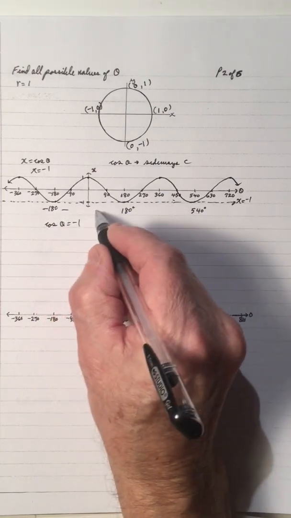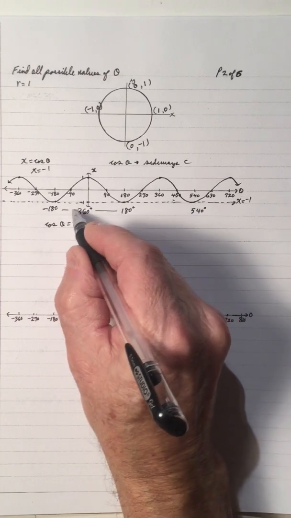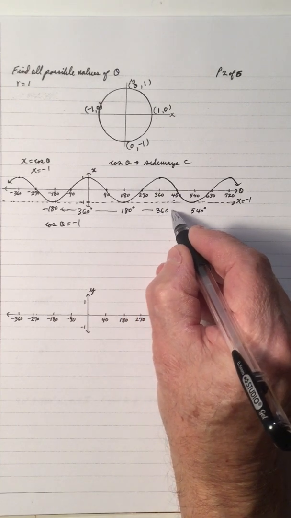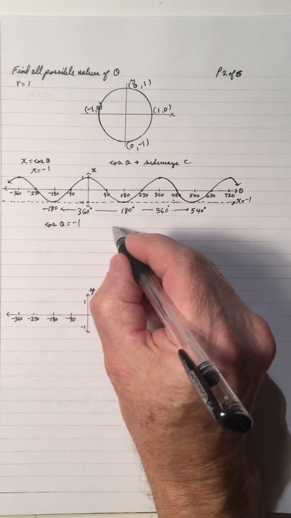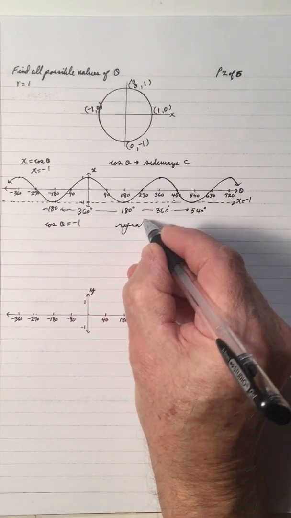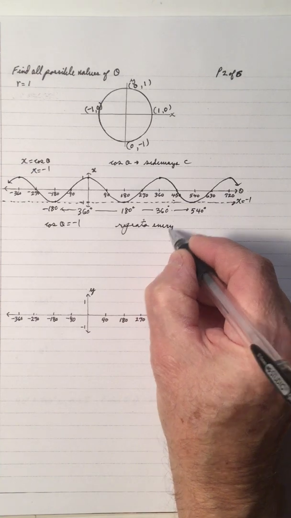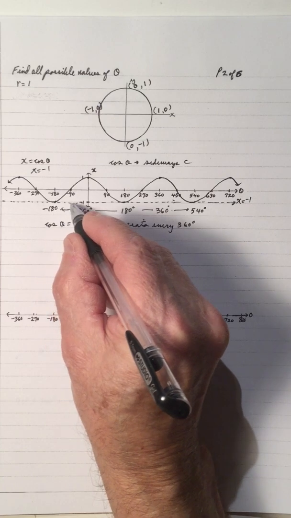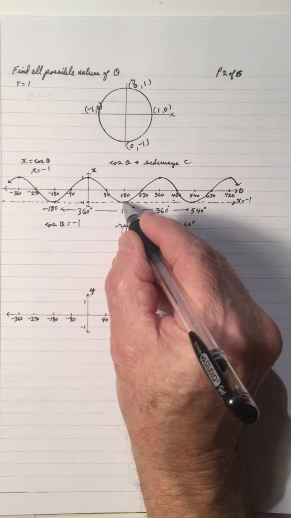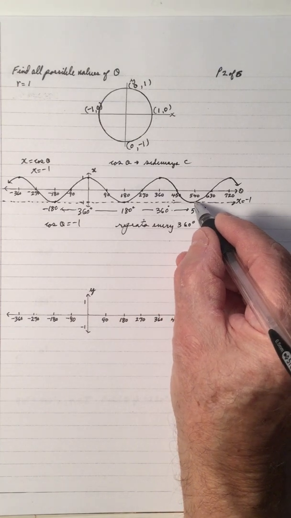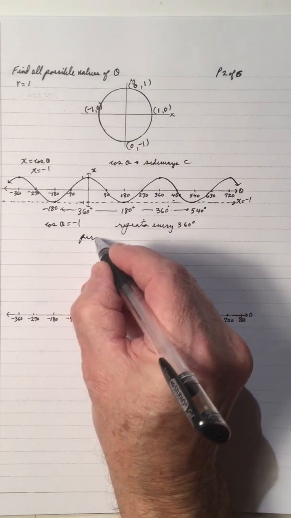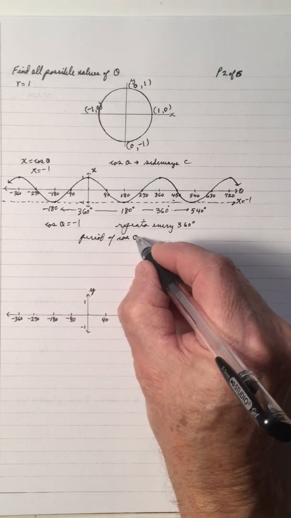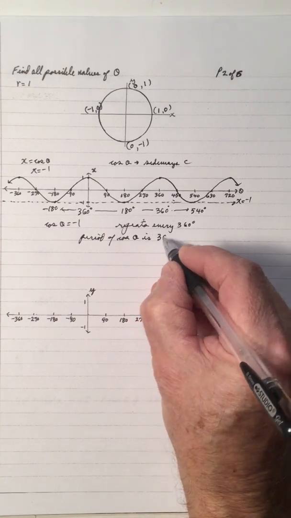Notice that between here and here, there's 360 degrees, and between these two, we have another 360 degrees. So it repeats every 360 degrees. Once the -1 occurs here, go 360 degrees, we get another -1. Go 360 degrees, we get another -1. So that means the period of cos theta is 360 degrees.